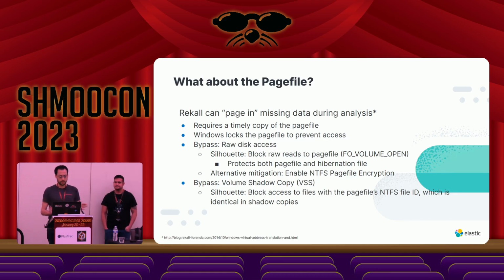Unrelated to Silhouette, Windows has a built-in feature called NTFS page file encryption that you can use to also mitigate this attack. It ensures that the page file contents are always encrypted before they touch disk.